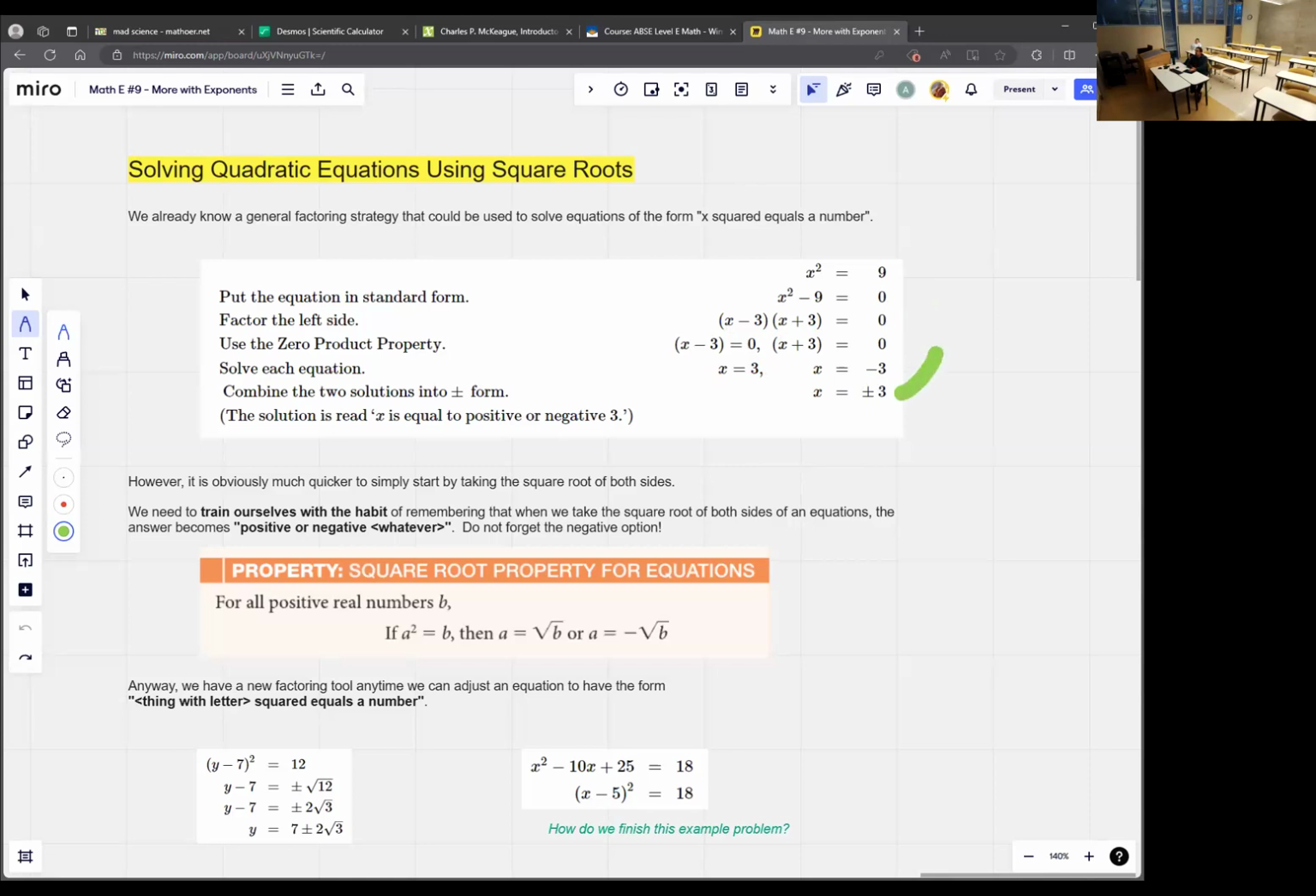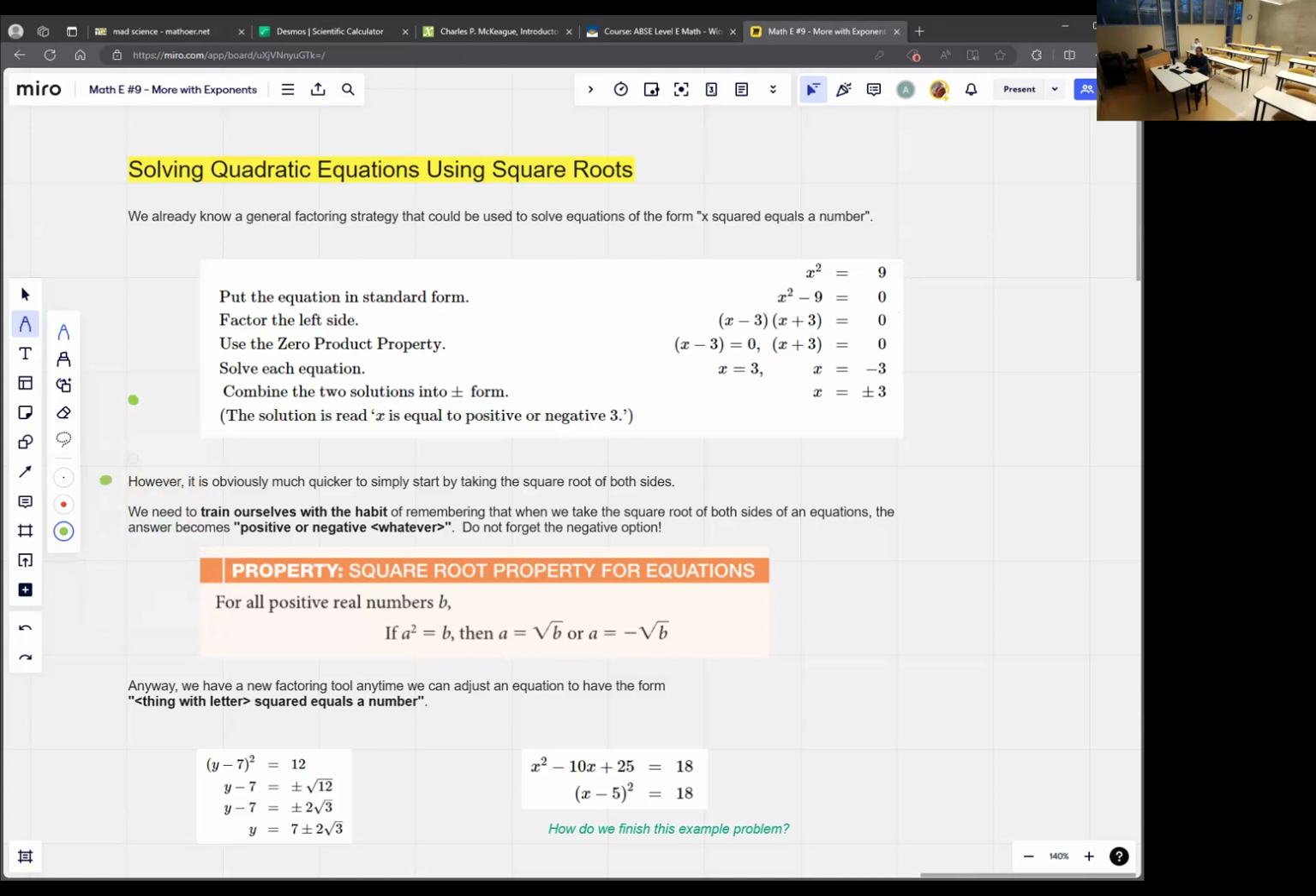And if we go back to the top and say, what were we looking at? Then that makes sense, right? 3 times 3 is 9. And because a negative times a negative is positive, negative 3 times negative 3 is also 9.